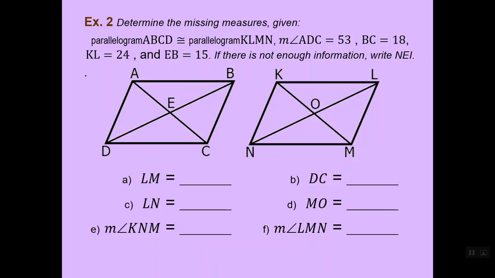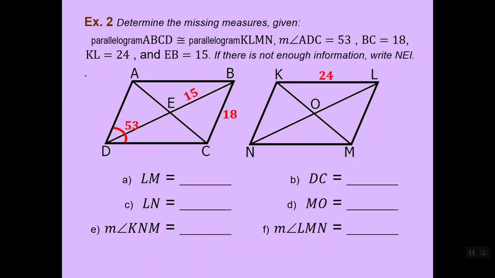ADC is 53 degrees. So we're going to show with our notation here that that is 53 degrees, making sure to put the little arc on our angle to show that it's the whole thing and not one of those small ones. BC is 18, so I'm going to write 18 along that side. KL is 24. EB is 15. So we've got everything labeled that we know.